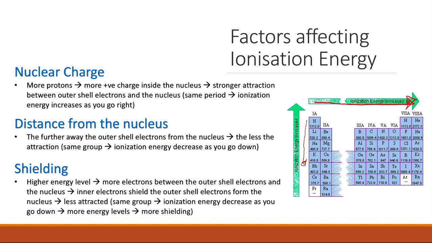Again, along the group on the periodic table, as you go down the group, the outer shell electrons will be in a higher energy shell, so they will be less attracted to the nucleus and easier to remove, so ionization energy will decrease down the group.